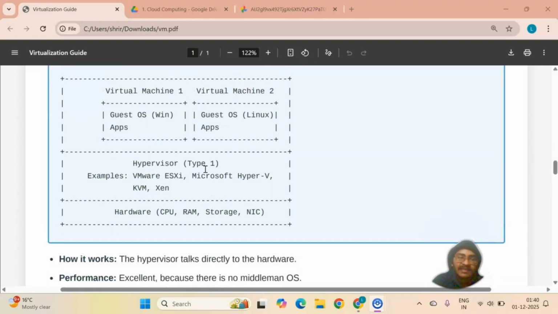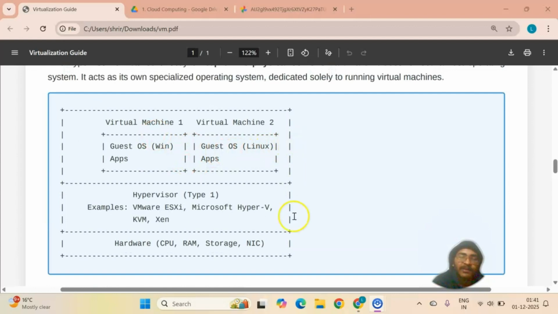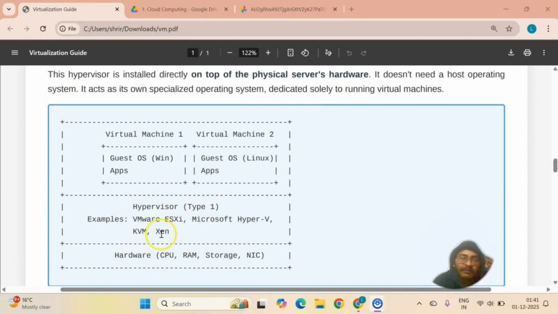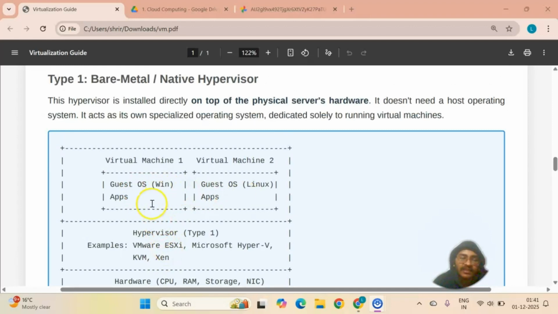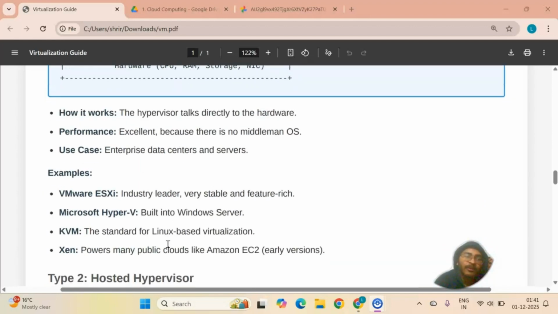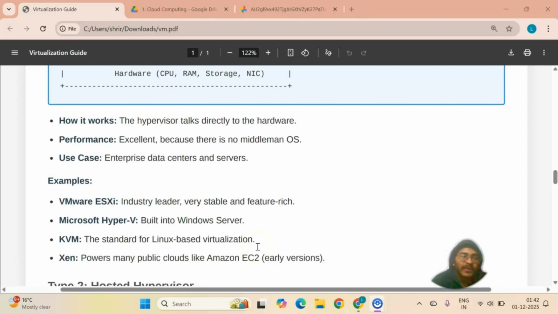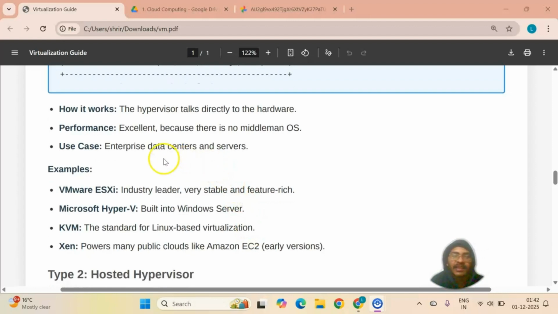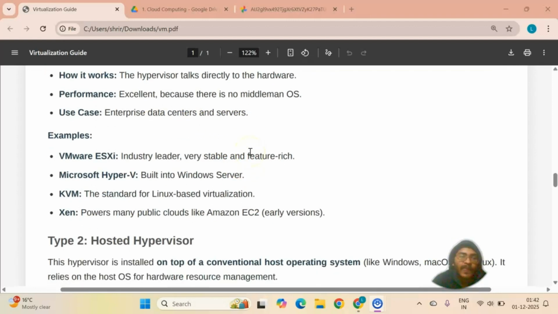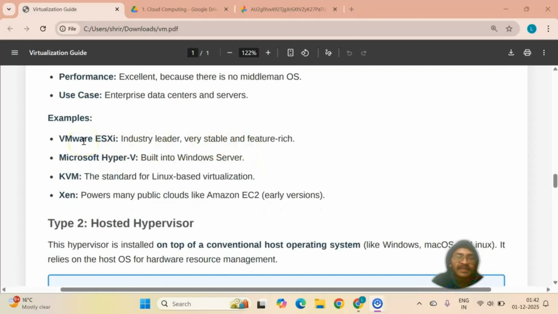For example, this is the diagram of type 1 hypervisor. Here we have the hardware and this is the type 1 hypervisor, which is directly installed on the hardware. And these are the virtual machines which are created from this hypervisor. Now, how does it work? The hypervisor talks directly to the hardware. And what about its performance? It is excellent because there is no OS in the middle, and it is used in enterprise data centers and servers. Its examples are VMware ESXi, KVM, Microsoft Hyper-V, and Xen, etc.